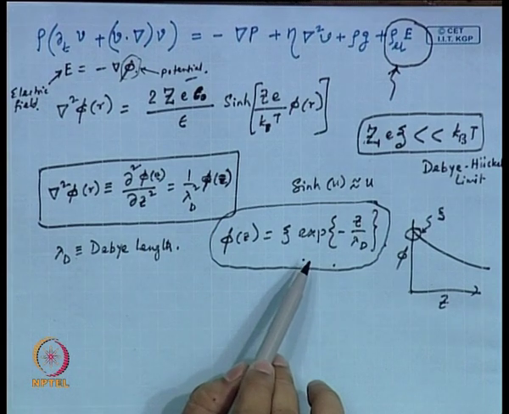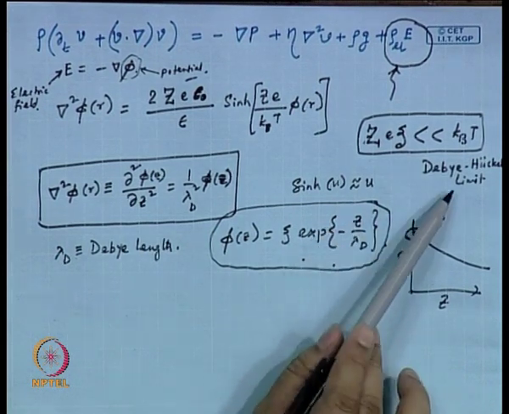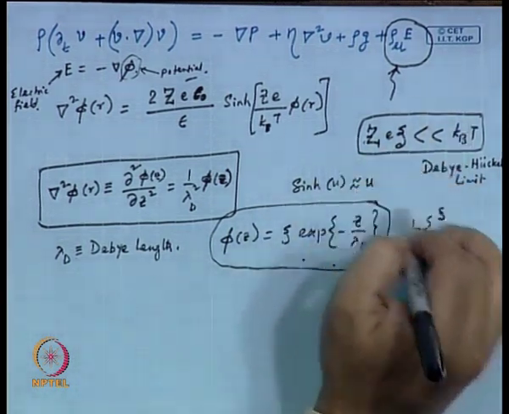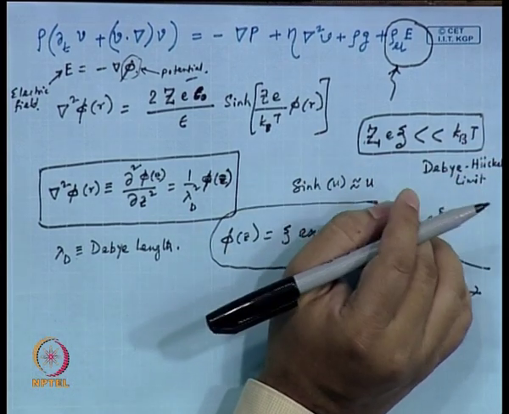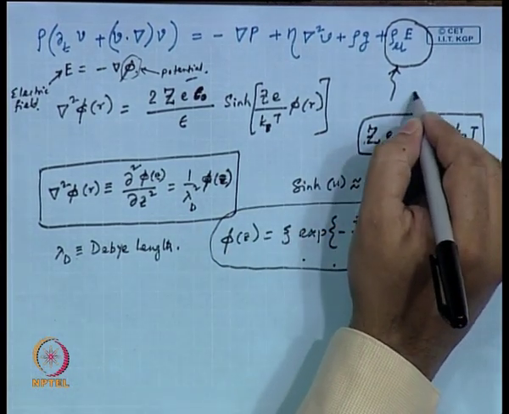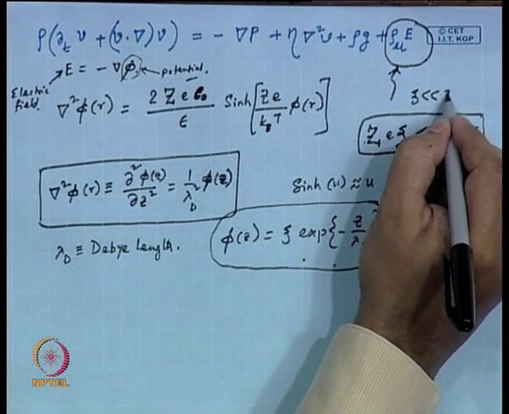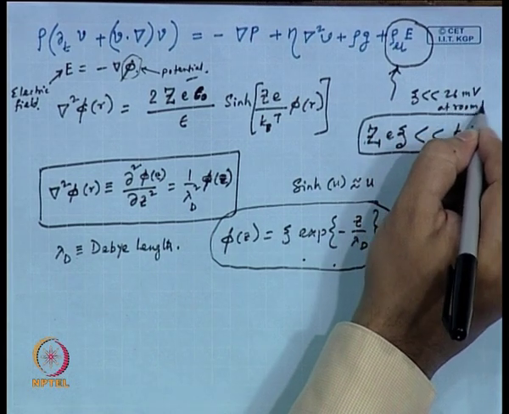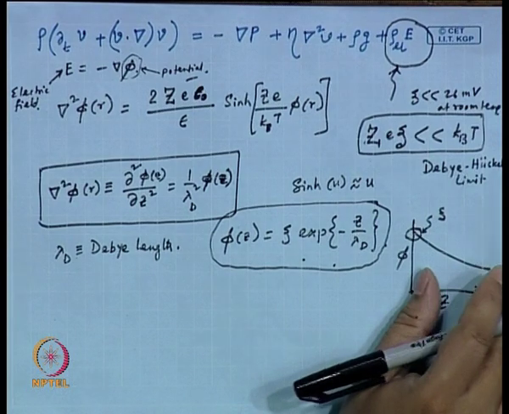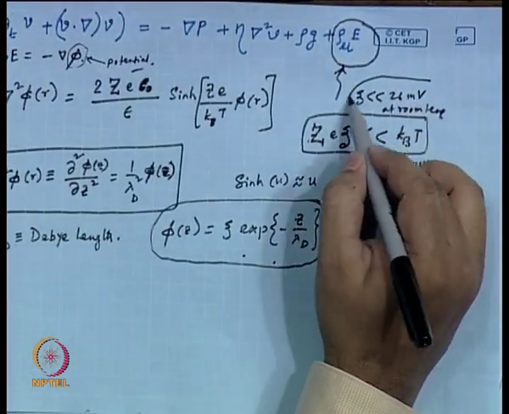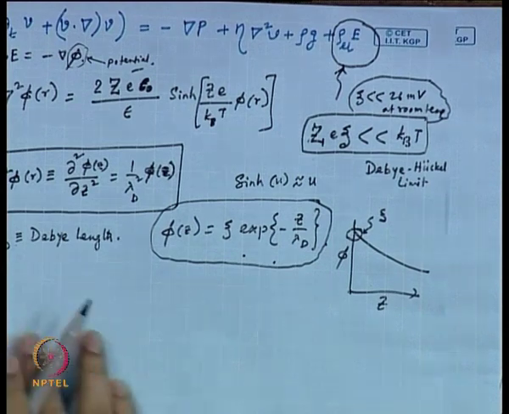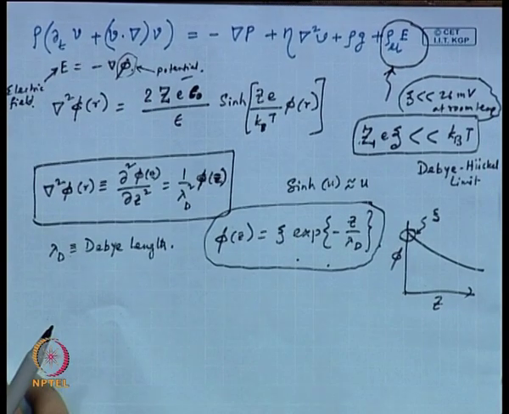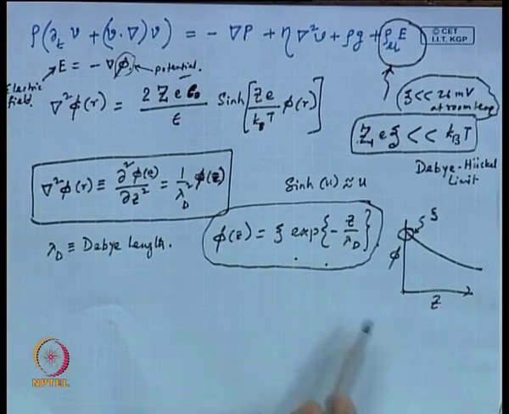This expression came assuming this Debye-Huckel limit, that is assuming z e zeta much less than k b t. Now, this is probably a very hypothetical kind of limit. Instead of that, people are more familiar with a limit zeta much less than 26 millivolt at room temperature. Instead of putting things in symbols, you can put things in numbers. So, this is the expression that you have.